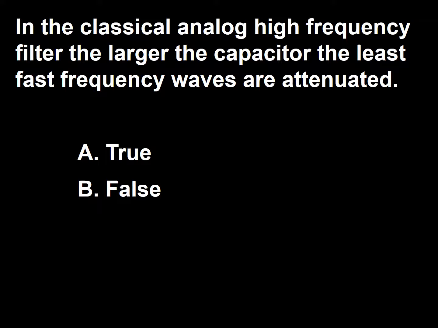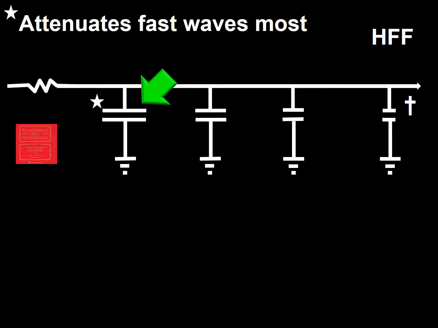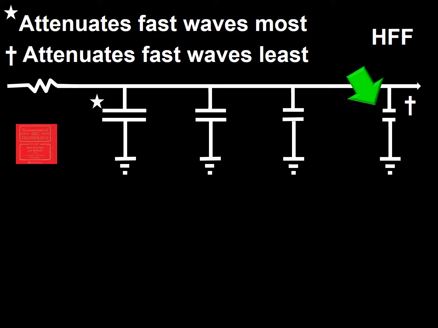In the classical analog high-frequency filter, the larger the capacitor, the less fast frequency waves are attenuated. A, true. B, false. In the classical analog high-frequency filter, the larger the capacitor is, the larger the attenuation of fast activity will be. And accordingly, the smaller the capacitor is, the smaller the attenuation of the fast activity will be.